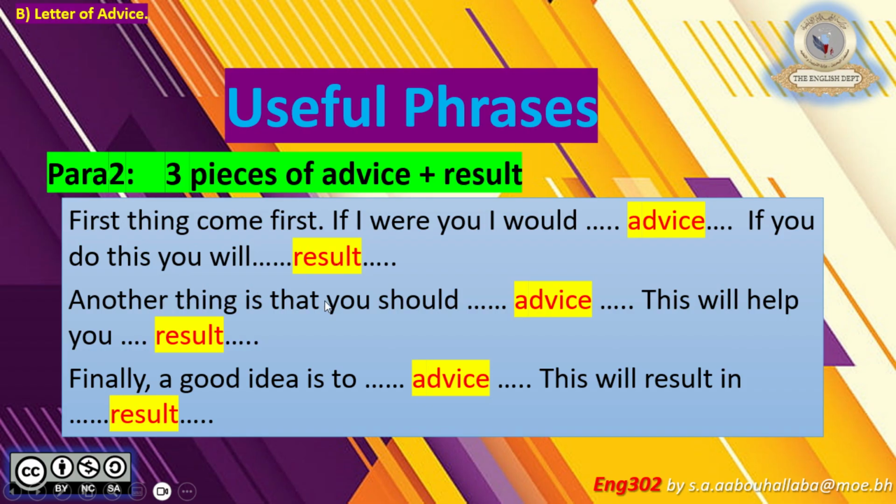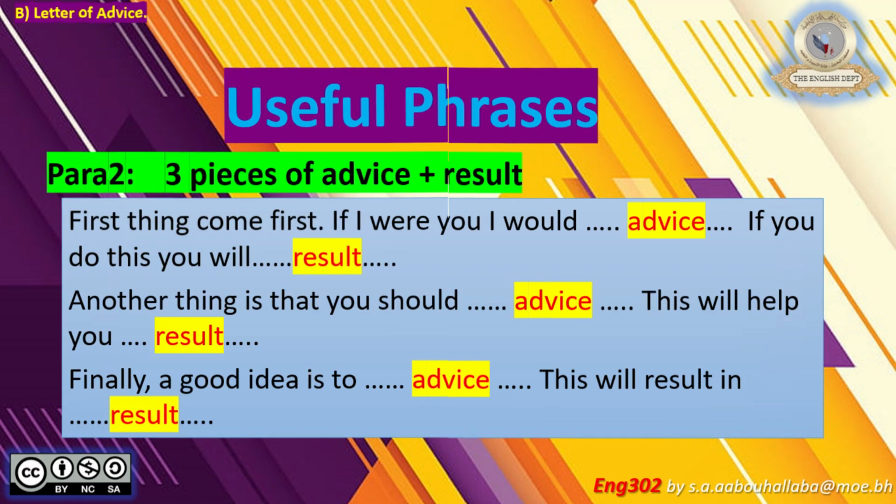Another thing is that you should, this is another way of giving advice, you should, you ought to, you'd better, and so on. This will help you, and then you give the result. Finally, that's the third piece of advice you're going to give. A good idea is to, and you give your idea. This will result in, and that's the expected result. Okay, so again, 3 pieces of advice, and with each piece you need to mention the expected result for it.